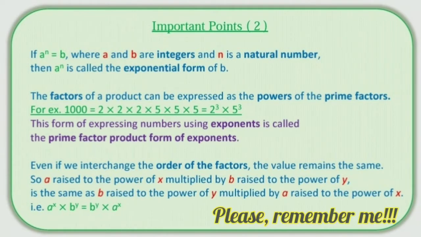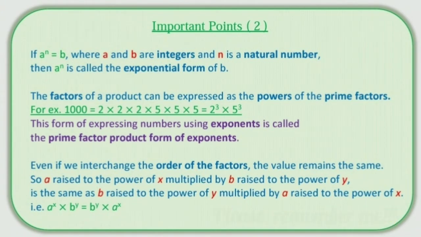Even if we interchange the order of the factors, the value remains the same. So, a raised to the power of x multiplied by b raised to the power of y is the same as b raised to the power of y multiplied by a raised to the power of x. That is, a raised to x into b raised to y is equal to b raised to y into a raised to x.